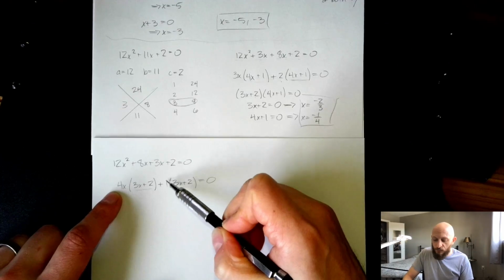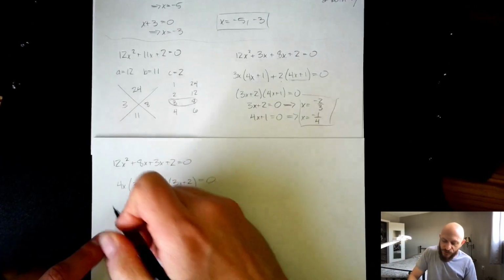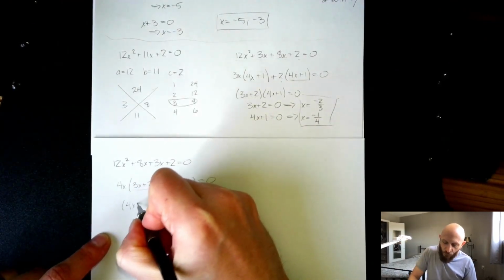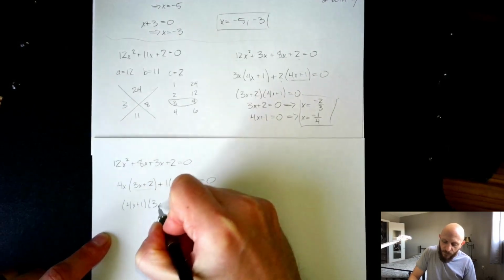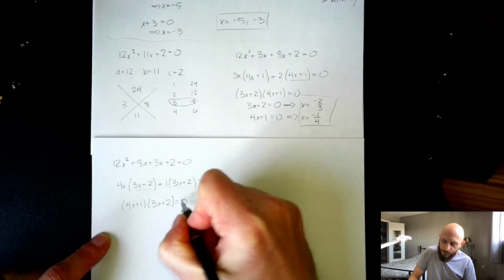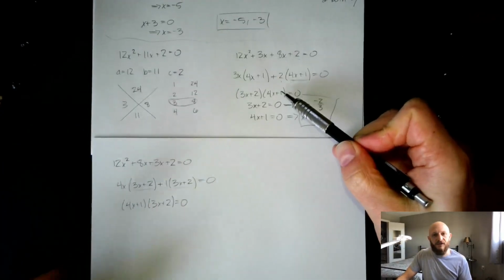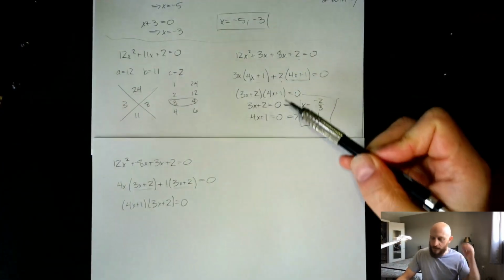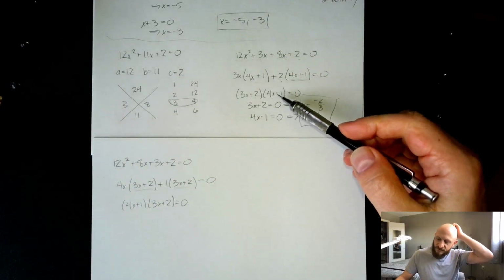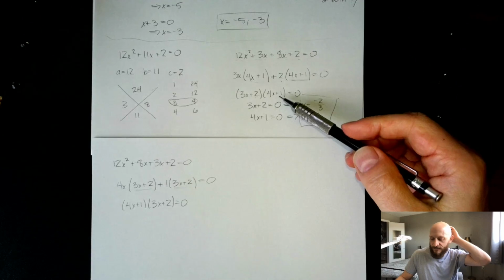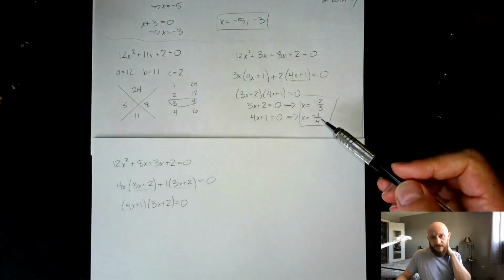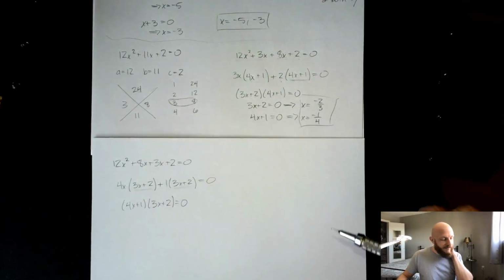So even though it's not written there, there is that 1 there, which means that this factors again to 4x plus 1 times 3x plus 2. Which is exactly what we have here. It's just flip-flopped, which is fine because multiplication is commutative. They're the exact same expression. They solve to the exact same thing. So be aware of that.